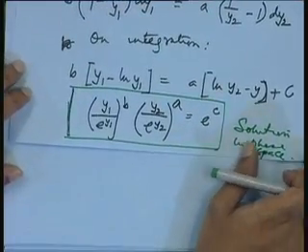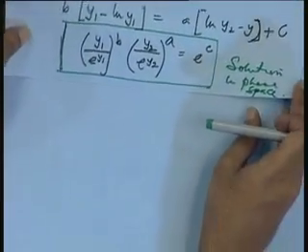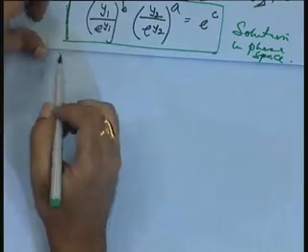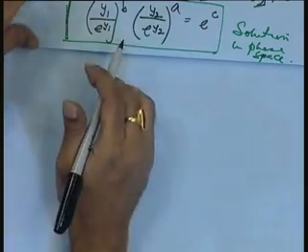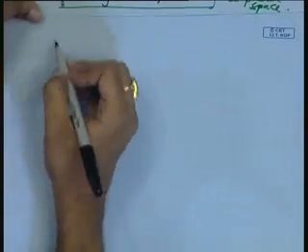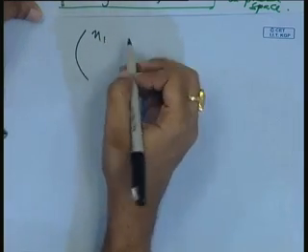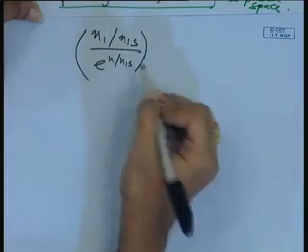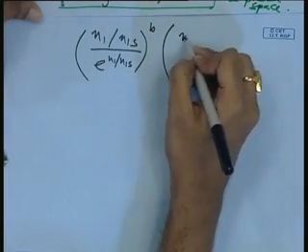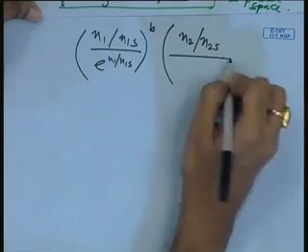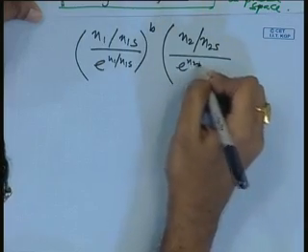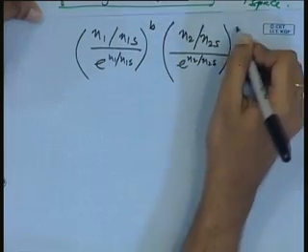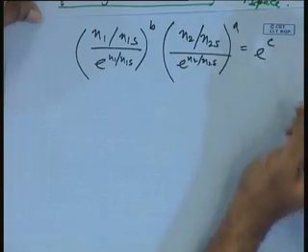So, when I solve this, I get this equation in the phase space. What kind of plot do I get in the phase space? I can convert this back into my dimensional form, because y1 and y2, I know how they vary in the dimensional system. So, simply write n1 over n1s divided by e to the power n1 over n1s, whole to the b, times n2 over n2s divided by e to the power n2 over n2s, whole to the power a, equals e to the power c. Okay.